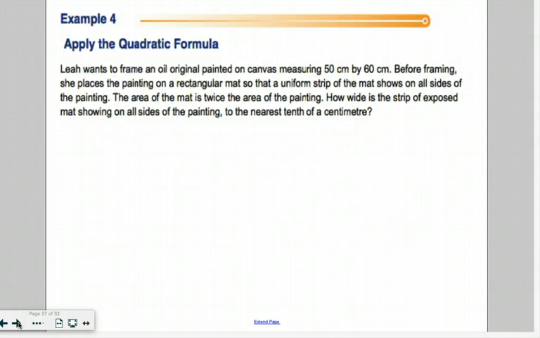Okay? So let's move on now to where we would still solve using the quadratic formula, but now we need to come up with the equation ourselves. So here's our context. Leah wants to frame an oil original painted on canvas measuring 50 centimeters by 60 centimeters. Before framing, she places the painting on a rectangular mat so that a uniform strip of the mat shows on all sides of the painting. The area of the mat is twice the area of the painting. How wide is the strip of exposed mat showing on all sides of the painting to the nearest tenth of a centimeter? So that indication there means we are not going to need to use exact values. We can, in fact, round our values. Okay? But let's set this up.